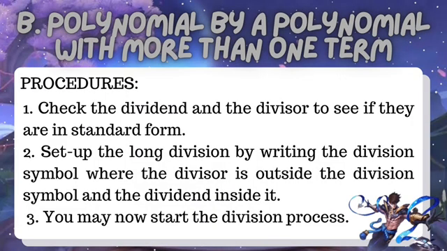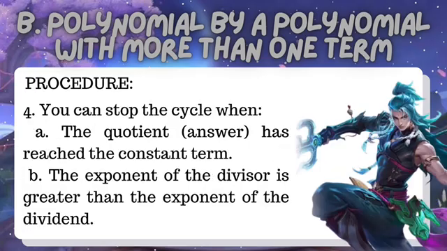The next rule in dividing polynomials is when dividing a polynomial by a polynomial with more than one term. So here are the procedures. First one, you need to check the dividend and the divisor to see if they are in standard form. Second, set up the long division by writing the division symbol where the divisor is outside the division symbol and the dividend inside it. Third, you may now start the division process. And lastly, you can stop the cycle when the quotient or the answer has reached the constant term or the exponent of the divisor is greater than the exponent of the dividend.